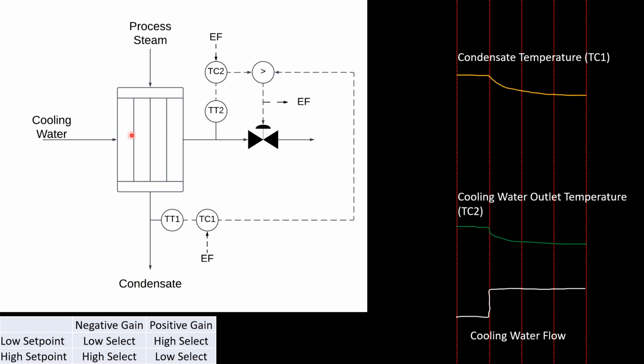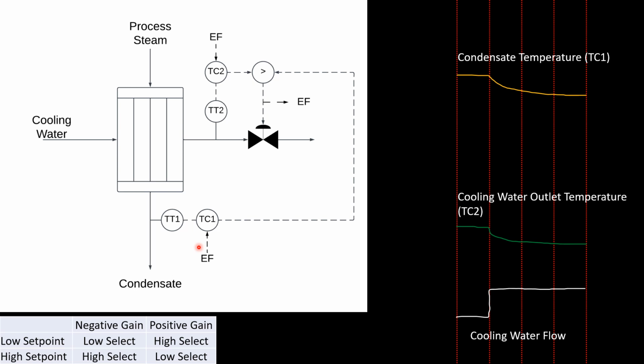Suppose that we have a condenser where we have process steam coming through the top and exiting through the bottom as condensate, as well as cooling water coming from the left and exiting through the valve to the right. So the primary objective of this cooling water is to control the temperature of this condensate.